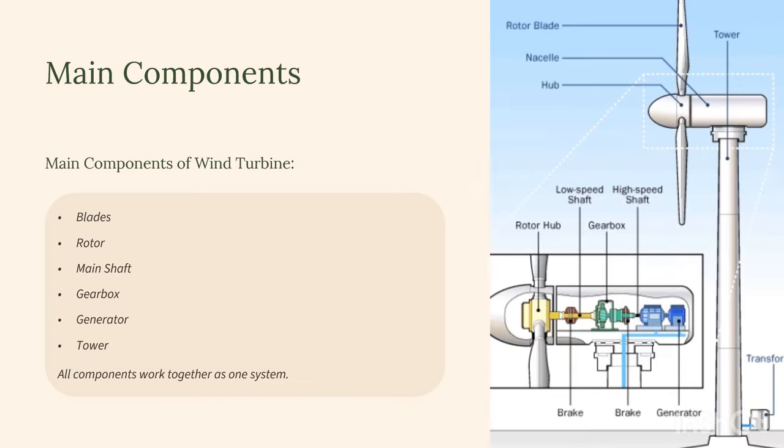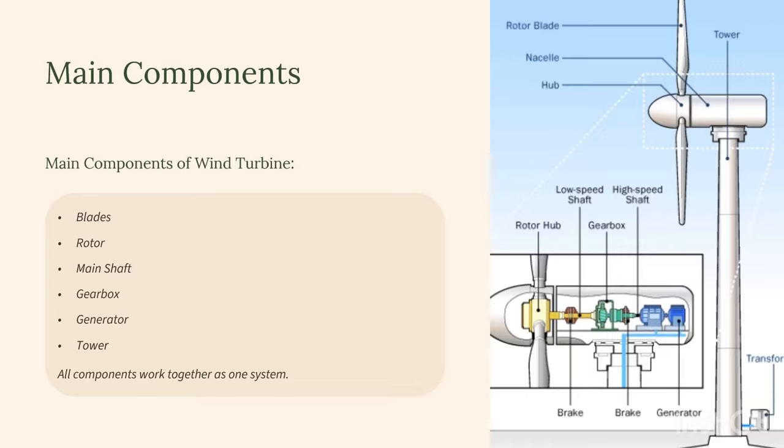Main components. A wind turbine consists of several mechanical components working together as one system. The blades are responsible for capturing wind energy and starting the motion. The rotor holds the blades and rotates as a single unit. The main shaft transfers rotational motion into the system.